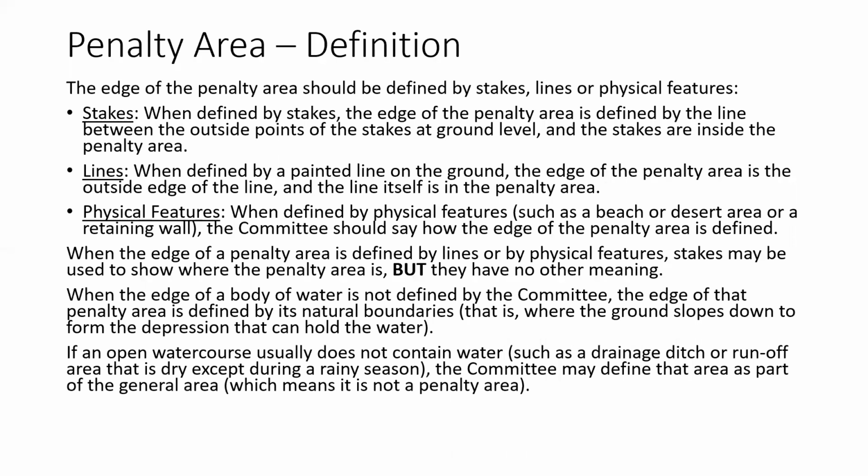Okay, and then if an open water course usually does not contain water, such as a drainage ditch or runoff that's dry pretty much every time of the year except for a rainy season, the committee may define that area as part of the general area, which means it's not a penalty area. It has to be by local rule. I think they just have to alert that it's not one, but they'd have to put that on the notice to competitors or something like that.